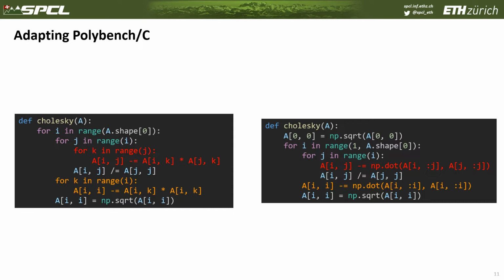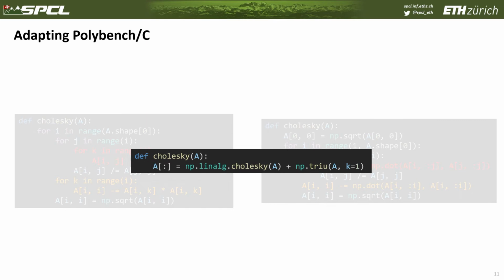Now, NumPy also includes a built-in Cholesky method that we can use, and after adapting the code to return the exact same result as the original C code, we end up with a second version for the Cholesky kernel that looks like this.